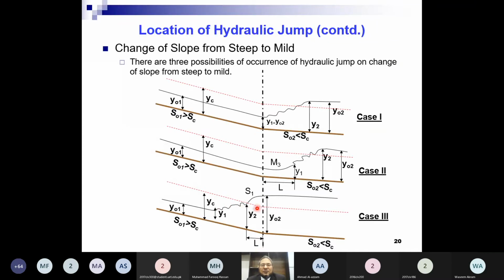So you know y1, you know y2. Now you need to compute L, because you know this depth of flow y2 and you also know this depth of flow y02. So once you know these two depths, you can compute this capital L by using the step equation. So this is how you can analyze a hydraulic jump on the change of bed slope from steep to mild. So do you have any questions?